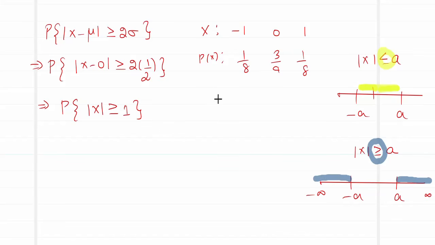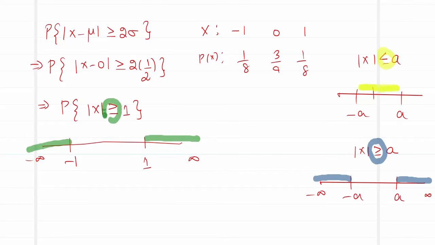Now considering our case, I want modulus of X greater than or equal to 1. On the number line, this is going to be minus 1, this is going to be plus 1. I want the portion between where to where? I want it from 1 to infinity and minus 1 to minus infinity. This is going to be inclusive of 1 and minus 1.